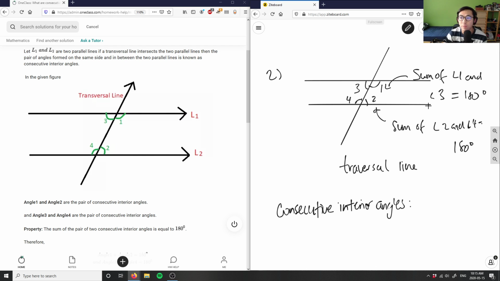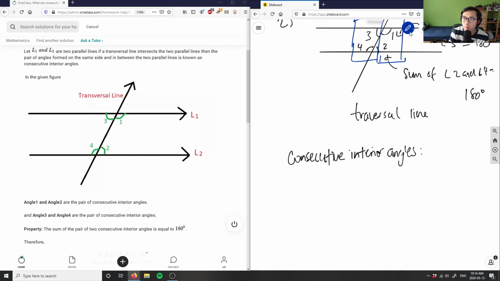So knowing this property, if the sum of angle 1 and angle 3 is 180, and the sum of 2 and 4 is equal to 180 as well, then we can confirm that angles 1 and 2 are the same, and 3 and 4 are also the same. So that's the property of these guys here. Angle 1 equals angle 2, and angle 3 equals angle 4.